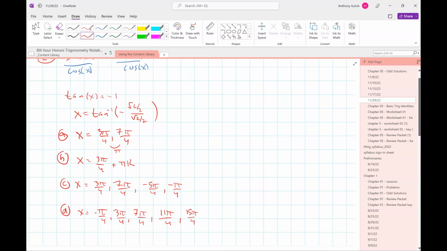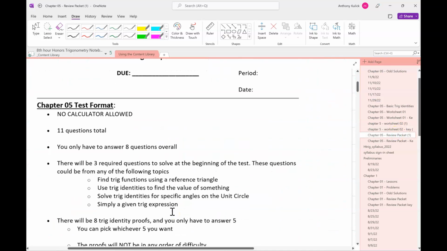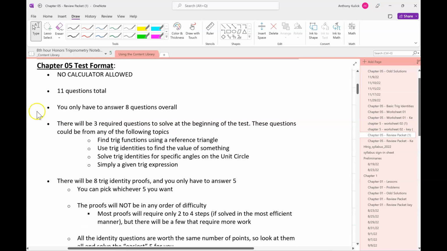Oh, excuse me, guys. Do you want to talk about the test format here for a minute? Sure. Take a little break in case. So if I look at the review packet, I have the test format already set up. Keep in mind, no calculator allowed. Oh no, it'll be fine, guys. You'll see why in a second.